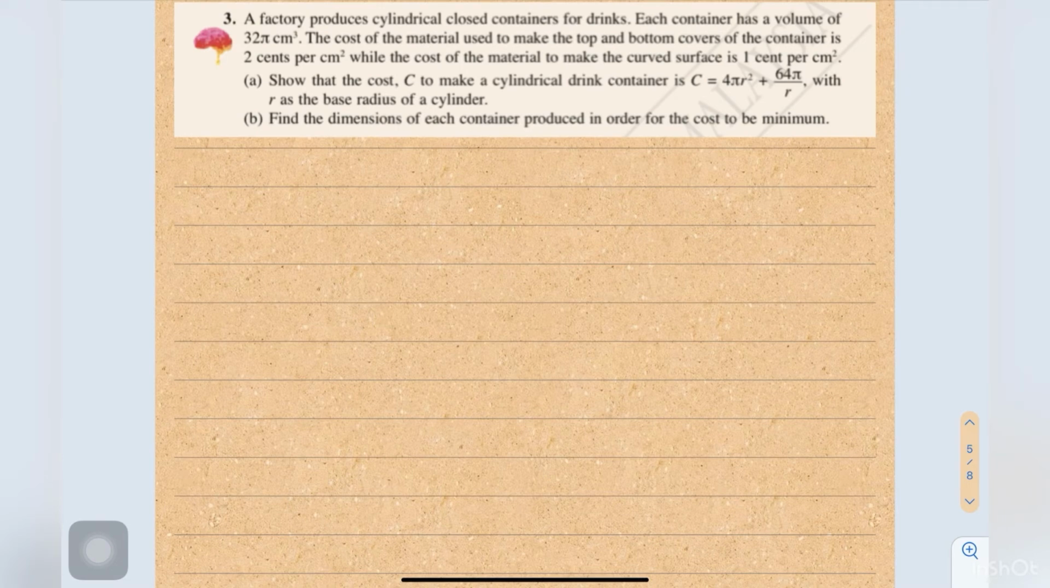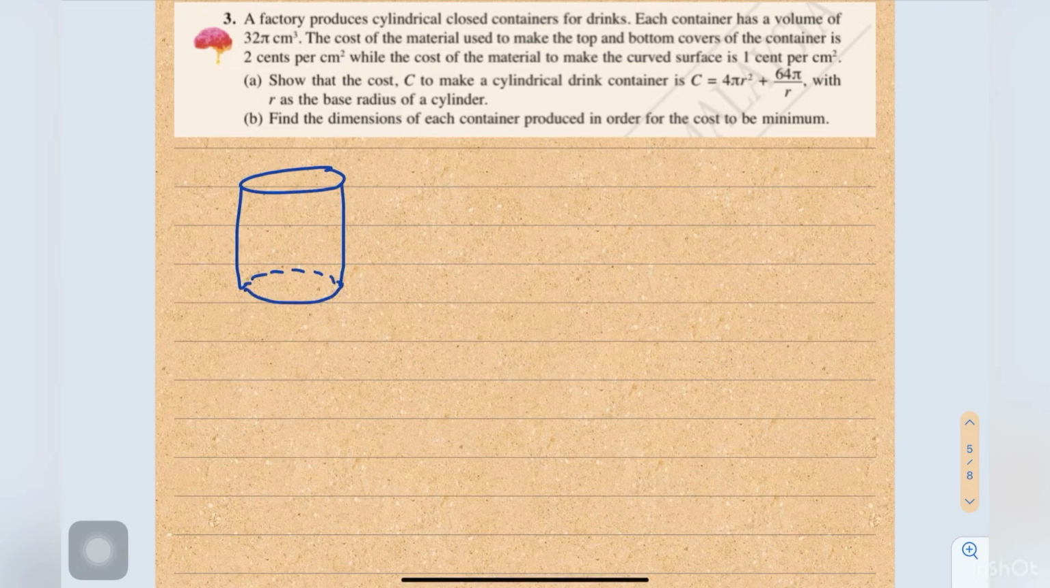Now question number 3. A factory produces cylindrical closed containers for drinks. Each container has a volume of 32 pi centimeter cube. The cost of the material used to make the top and bottom covers of the container is 2 cents per centimeter squared, while the cost of the materials to make the curved surface is 1 cent per centimeter squared. Okay, so now it looks like this one is a hard question. So better we draw first the cylindrical container. So here we have a cylinder.